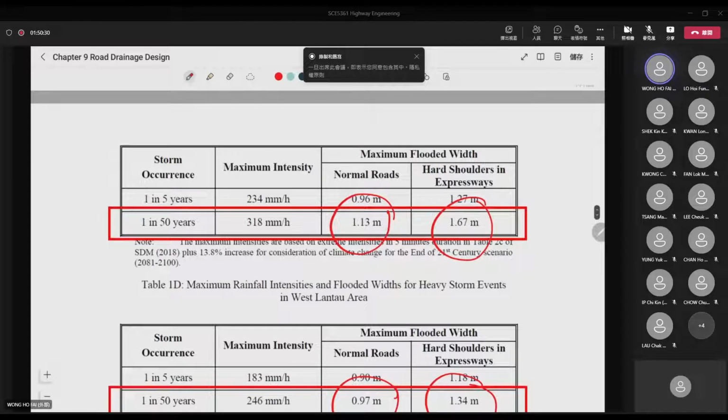So you can see that for a normal road, we should have 1.13 meter. And then if it is a hard shoulder in an expressway, we should have 1.67 meter, okay? This is actually the maximum flow width that we need to consider, okay?